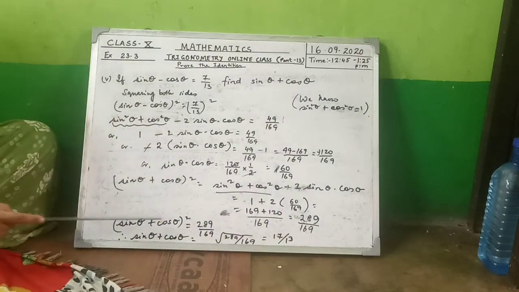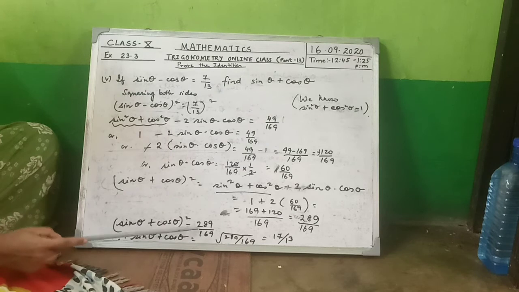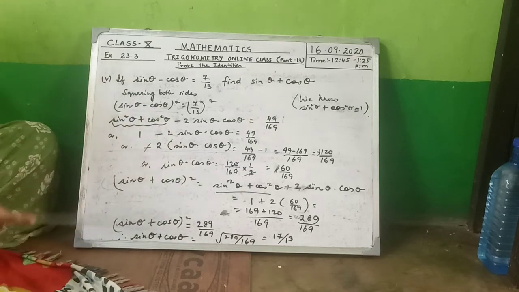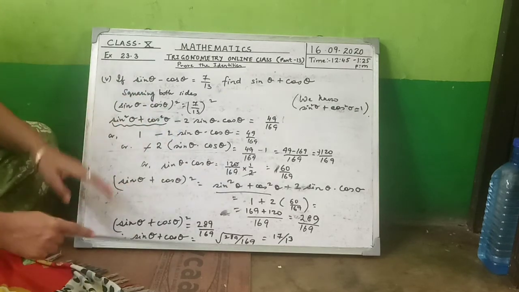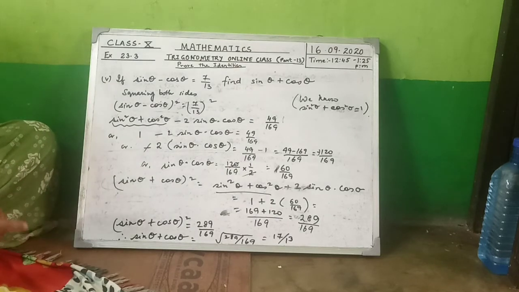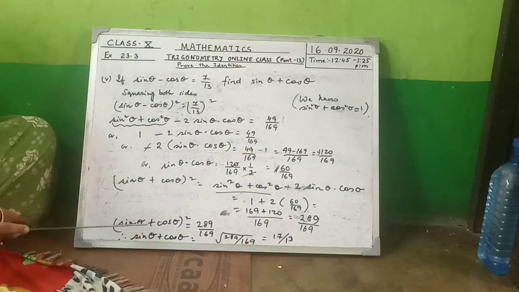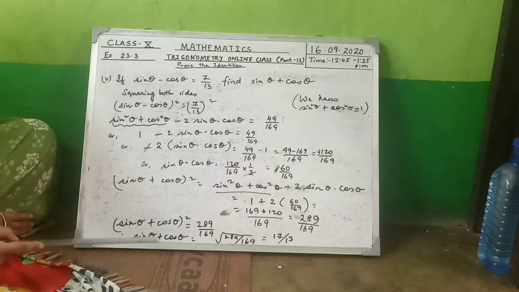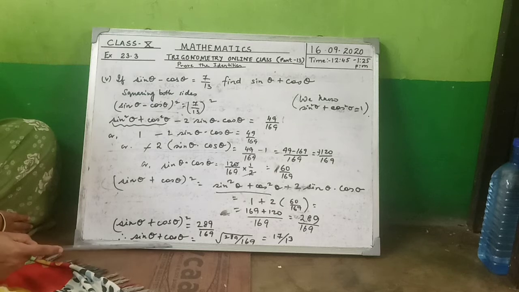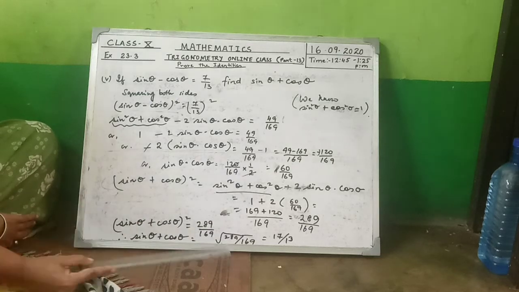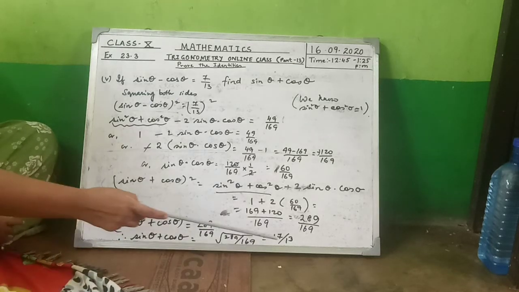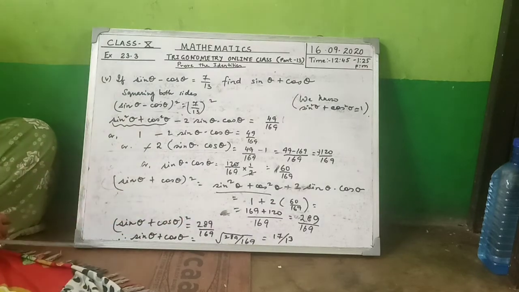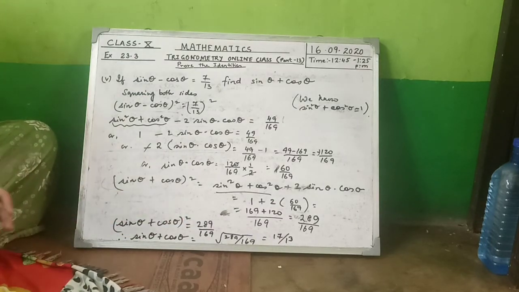So sin theta plus cos theta whole square is equal to 289 by 169. If we take the square root on both sides, what will we get? The square and square root cancel, and we get sin theta plus cos theta is equal to root over 289 by 169, that is 17 by 13. That is your answer. Alright. And now the last but not least application.